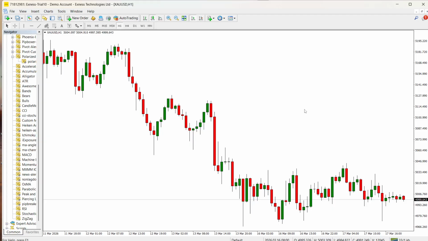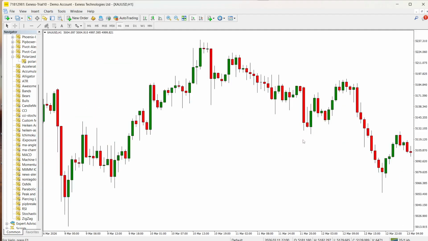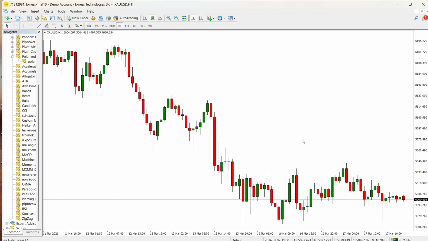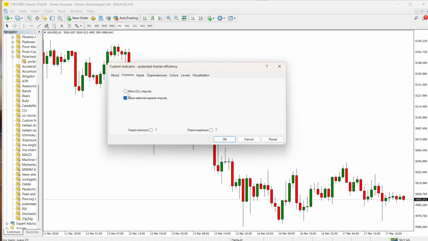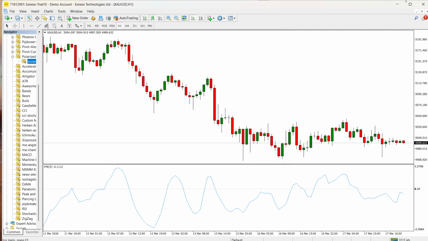In this video, we'll look at how this oscillator plots in the sub-window, what its readings imply, and what settings it provides. At this point, I'll load the indicator on the chart so you can see how it looks in real time. Remember to allow DLL imports, and there we have it.